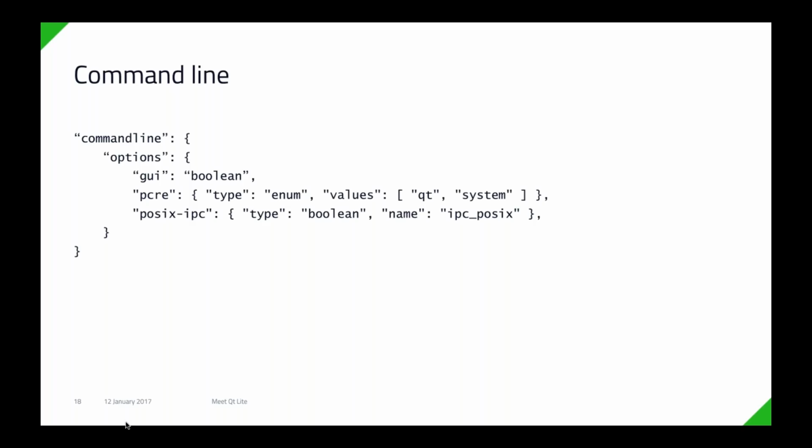If you don't specify these values, we have a default that will then get used. In case of GUI, the default is yes. In case of PCRE, the default is, well, let's run some configuration tests and figure out whether the system PCRE library is available and usable. If yes, we use that one. If not, we use our own one. And so these kinds of things you had there, and there are different types of arguments that can be specified, like Boolean values, enum values. We can pass strings and many other arguments on the command line.